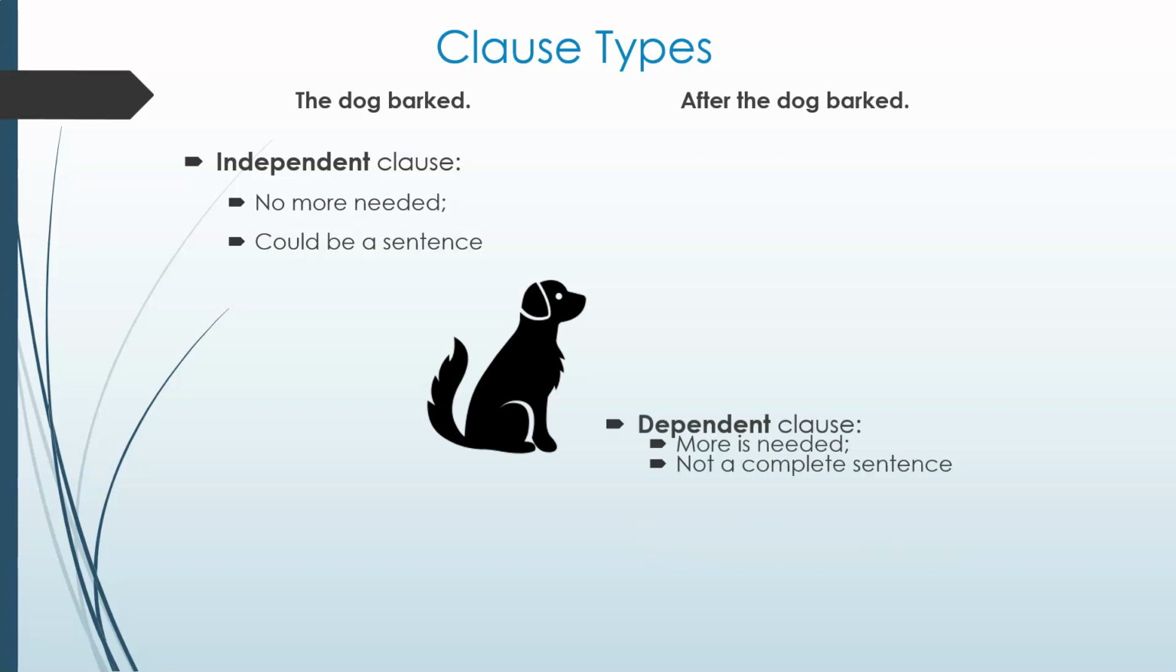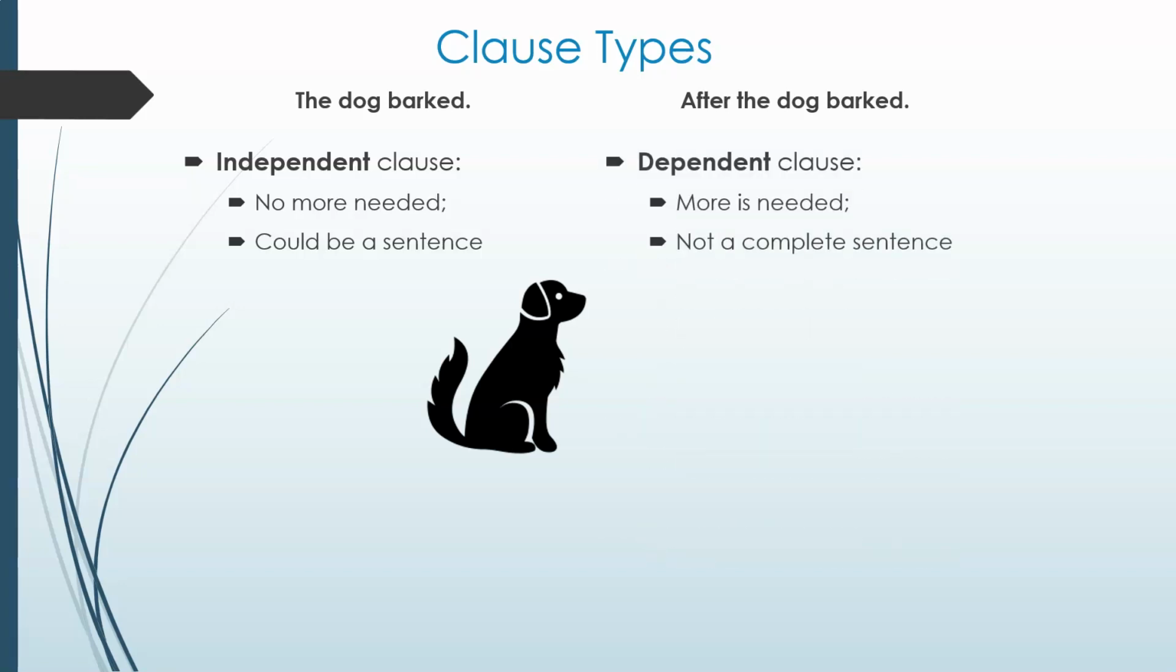Therefore, this is a dependent clause, one that cannot stand as a sentence on its own and needs more information to make it a complete thought. So then, the difference between an independent clause, which could be a sentence on its own, and a dependent clause, which needs another half to make the sentence complete, is basically just the presence of a subordinating conjunction.